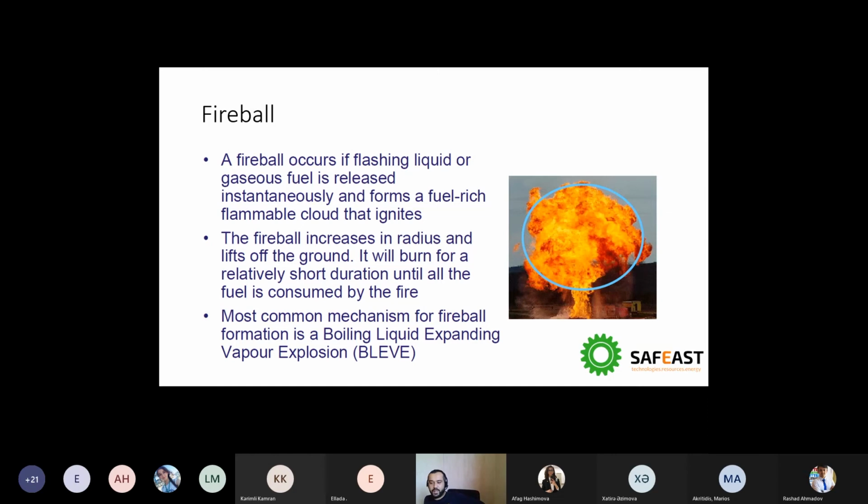So if you have an external fire around your vessel, this is a boiling liquid expanding vapor explosion. What will happen? This external fire can reach the flammable fuel, and you will add all this material to the ignited atmosphere, and this will result in a boiling liquid expanding vapor explosion.